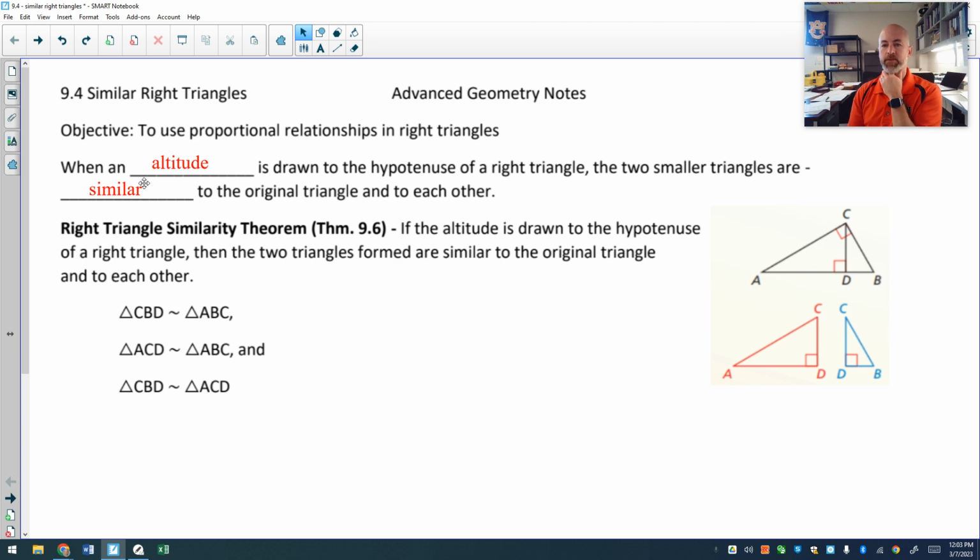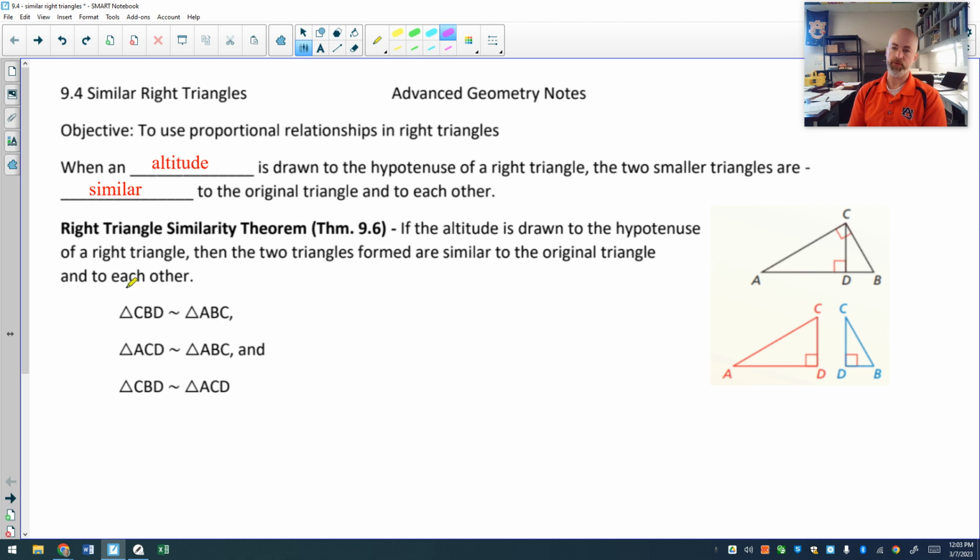So we've already talked about an altitude, which goes from a vertex perpendicular to the opposite side. When it's drawn to the hypotenuse of a right triangle, it does create some similar situations with your triangles. And these are your similarities. You have three different similarity statements because we have three different triangles. We have the big triangle, and then the little triangle on the left, and the little triangle on the right. And with those three triangles, we have three different similarity possibilities.